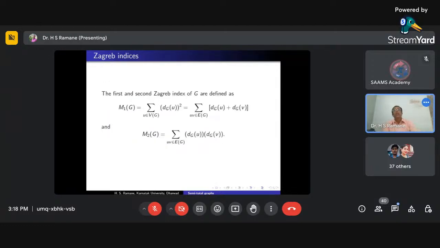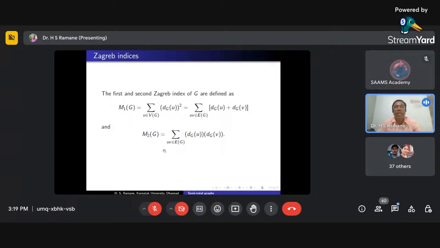Okay. Now come to the Zagreb indices. This is one of the first indices based on the degree, defined in the year 1978 by Gutman and Trinajstić. The first Zagreb index is defined as the summation of the squares of the degrees of the points, which can be expressed as the summation of degree of u plus degree of v, where u and v are adjacent. The sum over all the edges is called the first Zagreb index.